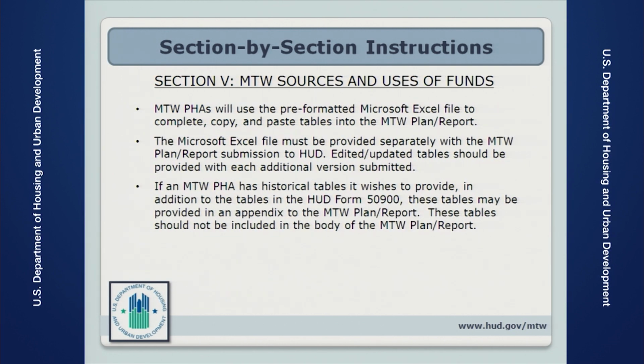Okay, next will be Section 5 on the MTW sources and uses of funds. This is another one of the fixed format sections. So the MTW PHAs will use the pre-formatted Microsoft Excel tables. You'll provide those again, as Laurel stated, with the initial submission and every revised submission that you provide us. In this section as well, it's a fixed section, but if there are historical tables on sources and uses or anything that the agency had been providing before that they still wish to include, those may be included as appendices to the plan or report.